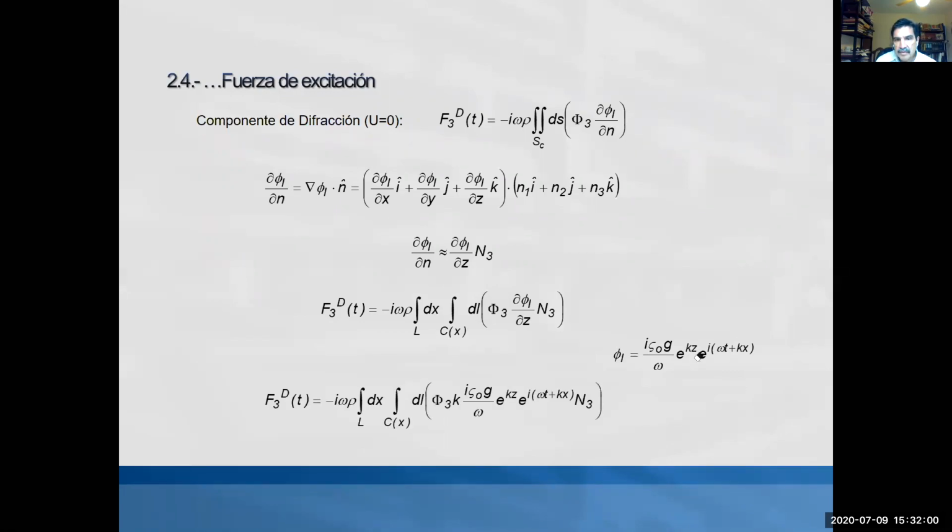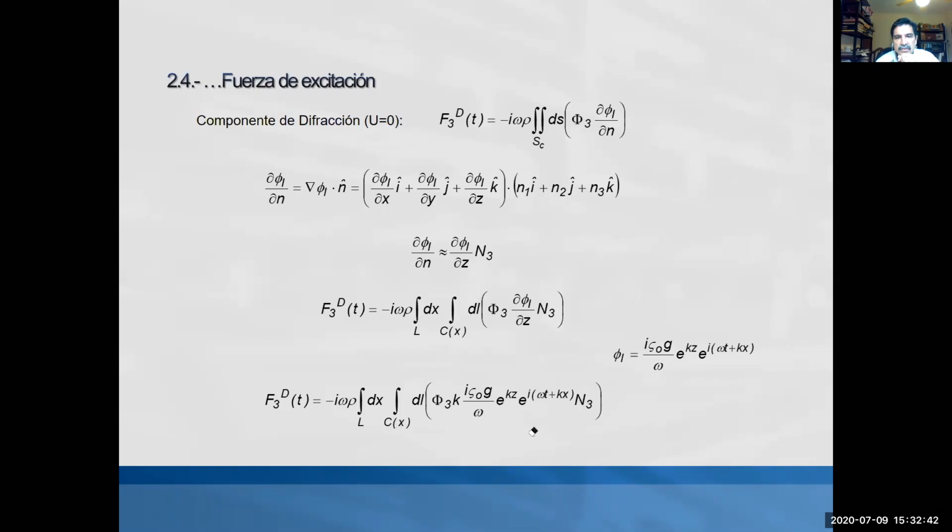We replace all of this into here, and this is what we are left with. Okay, so this is the specific velocity potential when we consider the vertical motion. This is the wave number. This is a constant, e to the kz. This is a term which depends on x, and this is n3. That's n3, which varies along the whole section. So the integration here will take e to the kz and n3.